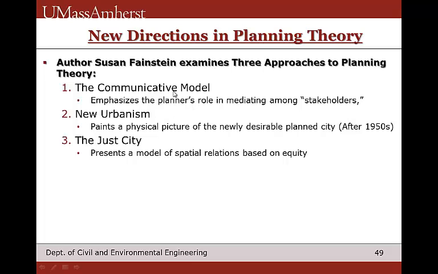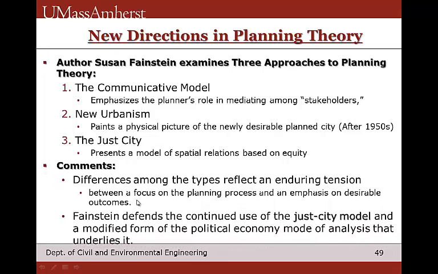The communicative model emphasizes the planner's role in mediating among stakeholders. Stakeholders can be residents, business folks, city councilors, traffic engineers, and so forth. Another approach is new urbanism, which paints a physical picture of the newly desired planned city after the 1950s. So you're considering urban sprawl, not really the centralized downtown district where everything is conducted and everybody lives, eats, and sleeps. The third is the just city, which is a model for spatial relations based on equity. Is everyone getting treated fairly? Is there enough space for every culture, every objective to be matched?